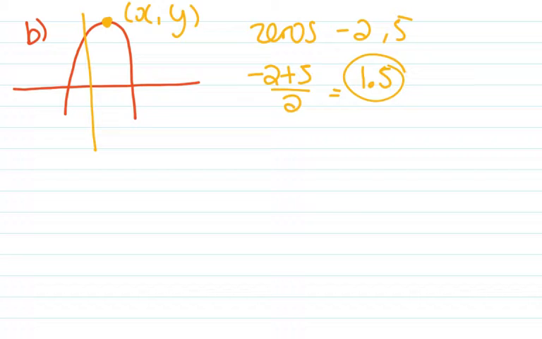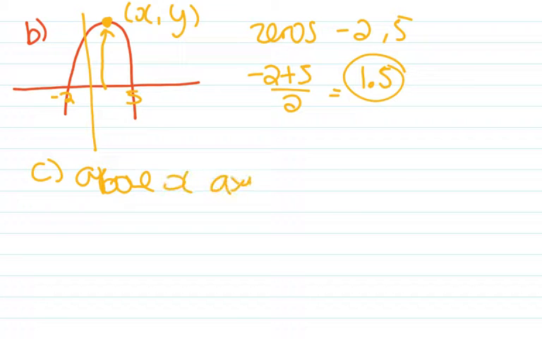And will the optimal value be positive or negative? So if my zeros are -2 and 5, and the vertex is happening at 1.5 comma something, we don't know what, that's going to be above the x-axis, because we know it opens down and these are the zeros, which means it will be a positive optimal value because that number is going to be above the x-axis.